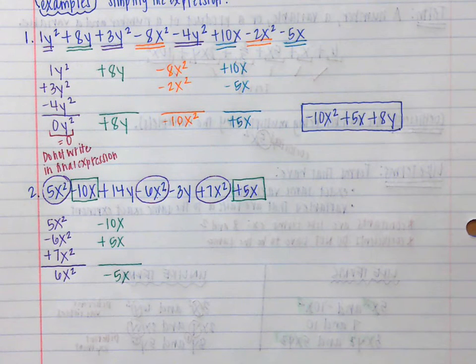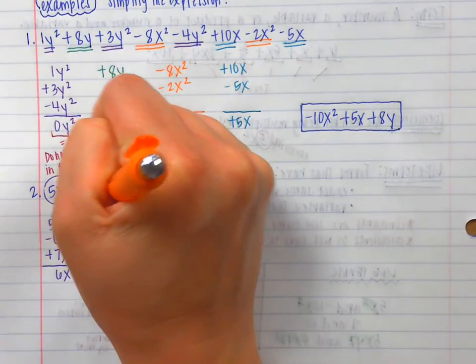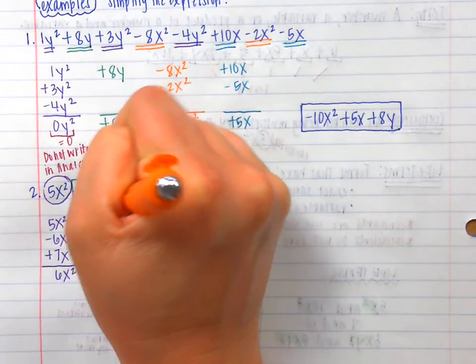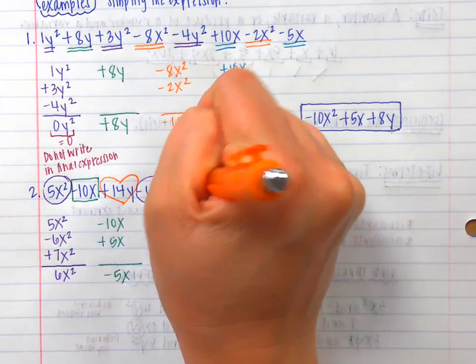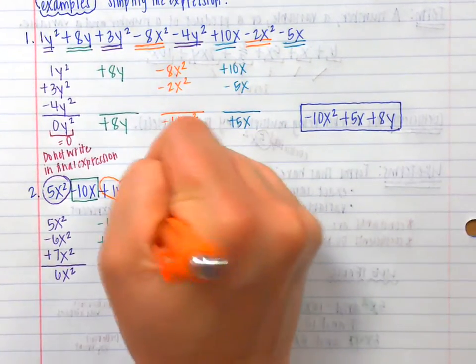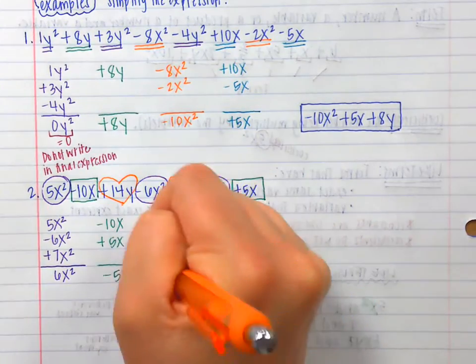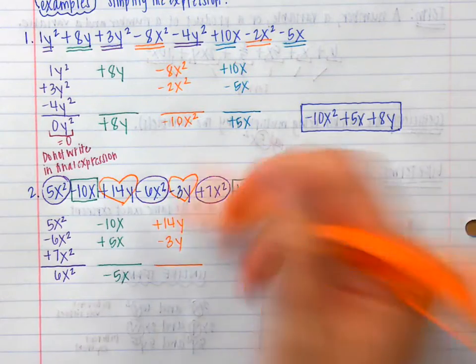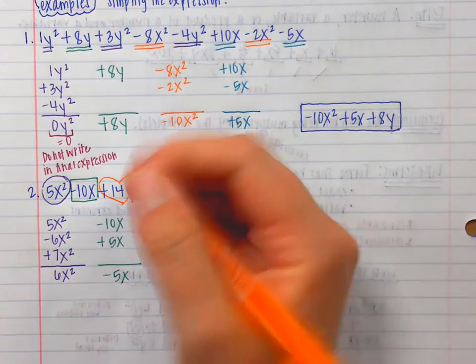And then my last one is the y's. I'm going to use a heart for those. So 14y can combine with this -3y. And then I can combine those. So 14 minus 3 is 11y. And it's positive.